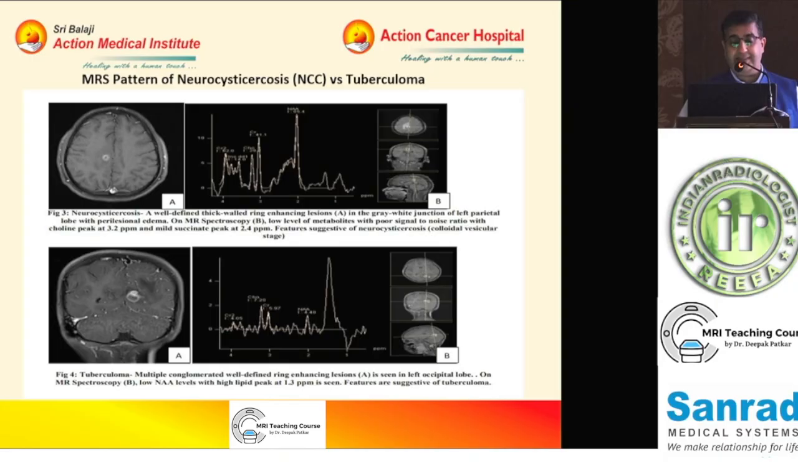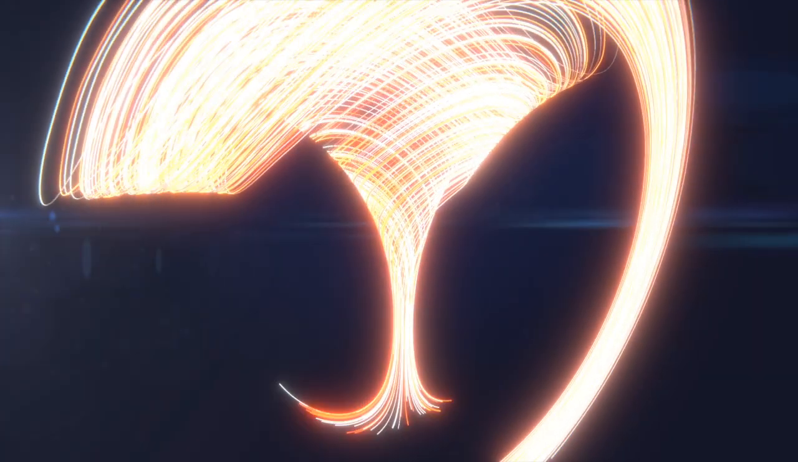So this is NCC. Again, in tuberculoma, it is a conglomerate lesion with perilesional edema, a very, very high lipid lactate peak. You can just have a look. So this is typical of tuberculomas.